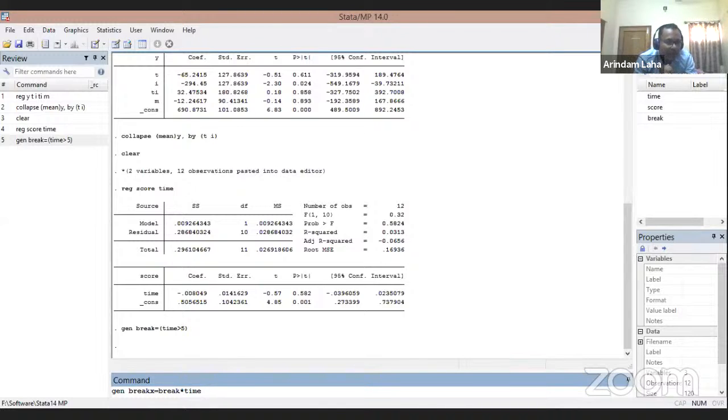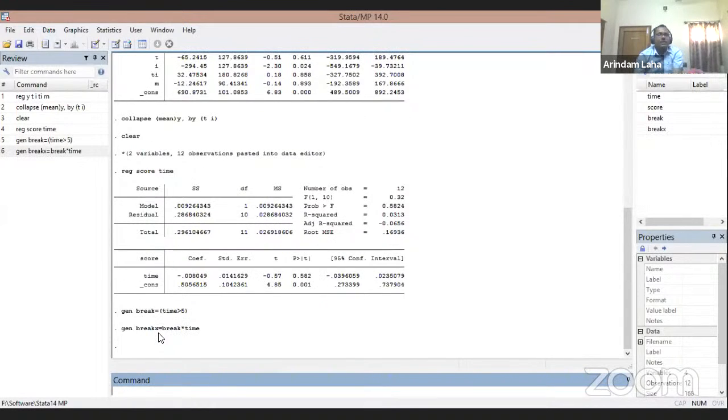If you follow the ADL model, what I did is one dummy variable is there, a time dummy variable. So I have included one time dummy variable and one interaction term, time into break, because here you have only one explanatory variable, time, one independent variable. Score is the dependent variable. So time into break is an interaction term. Please remember my empirical specification.